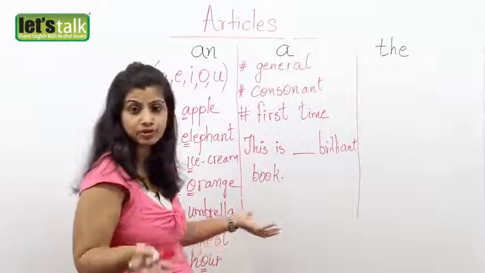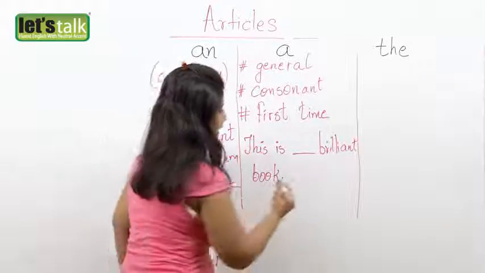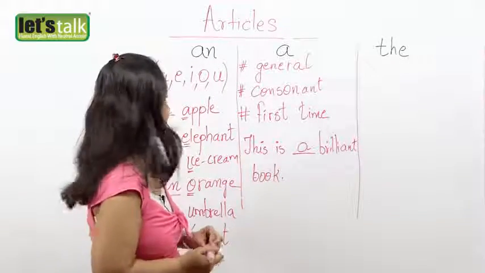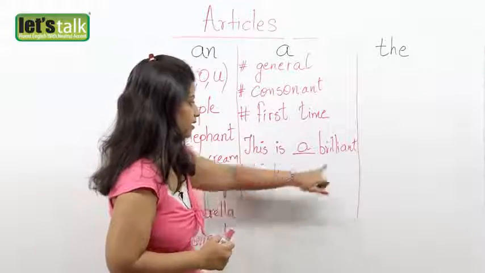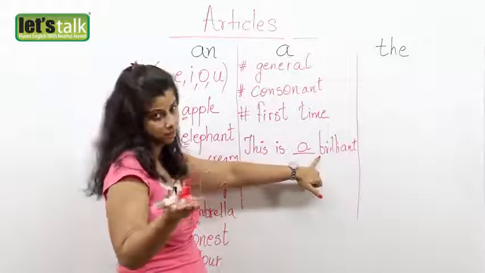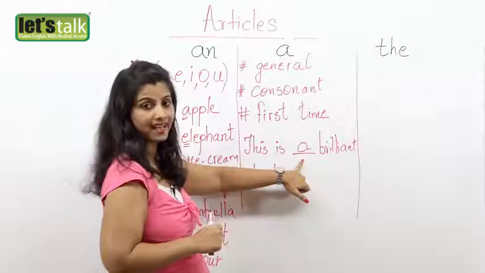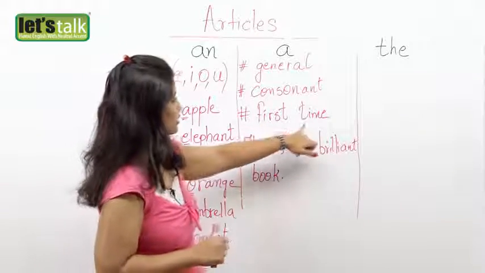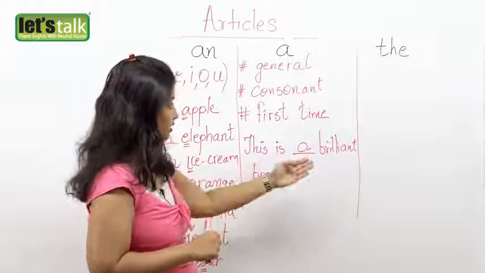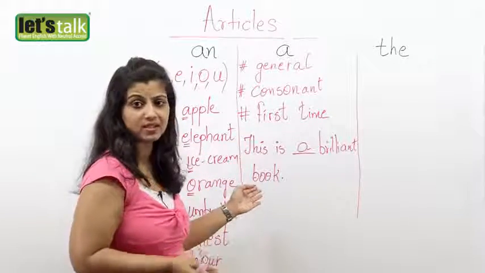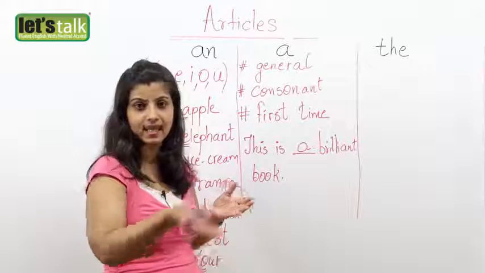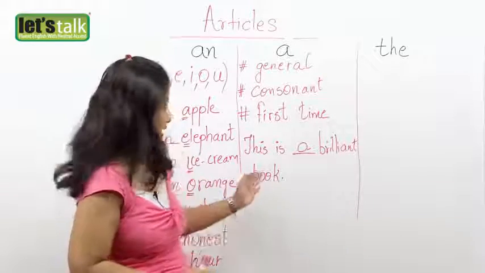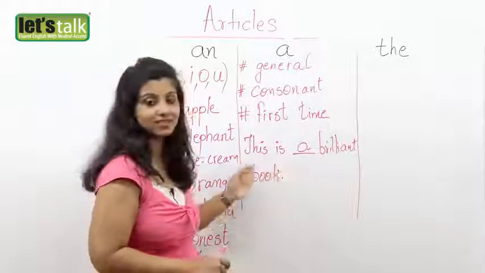I don't know which book you're talking about. So that is why I am going to write a brilliant book. Consonant. Isn't B a consonant? So obviously you are going to use the word a or the article a. First time. I'm talking to you about this book for the first time. In my entire sentence, I haven't mentioned this book to you before. So that is why this is a brilliant book.